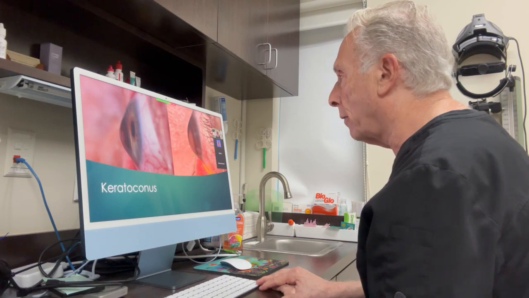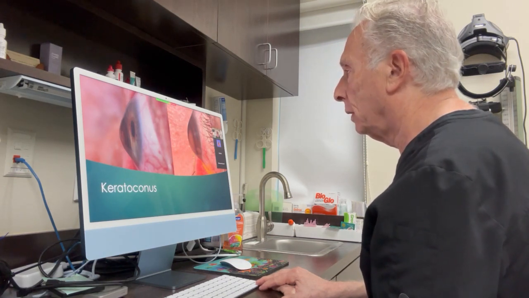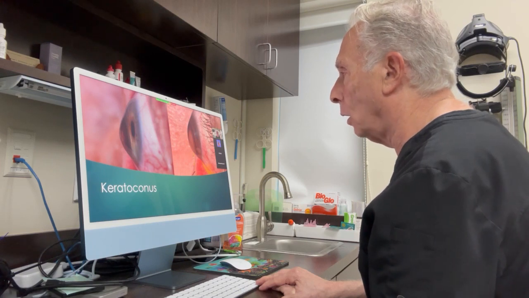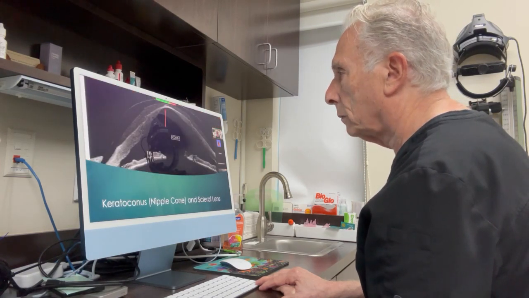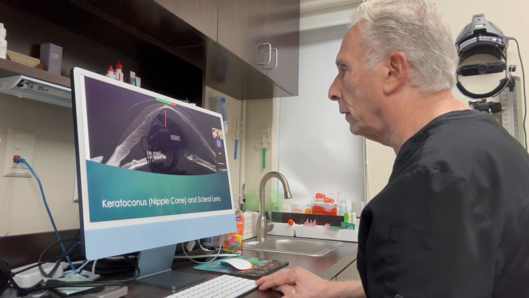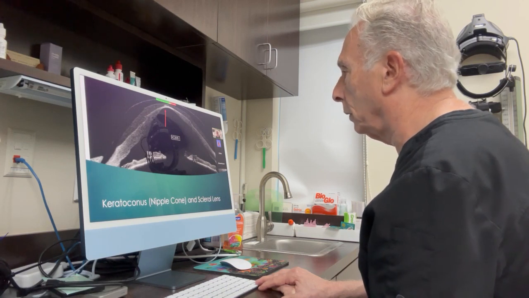And these are some of the keratoconic corneas that we work with. On the left is a nipple cone, on the right is a global cone. Again, here is a very, very thin nipple cone with a scleral lens over that.